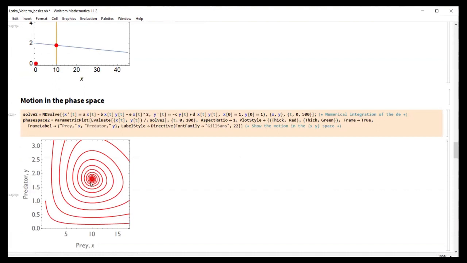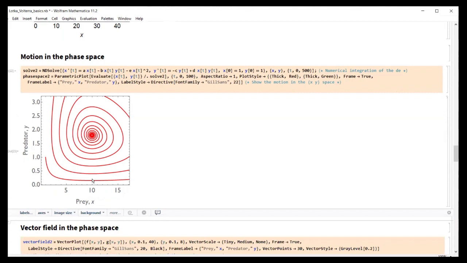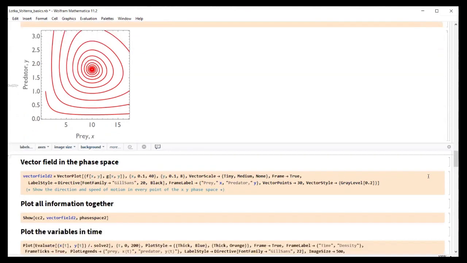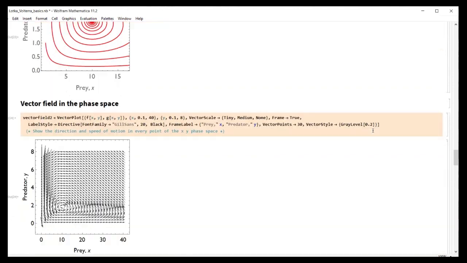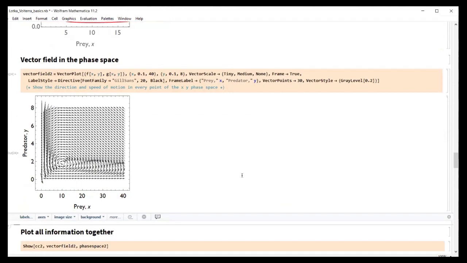You can see that now the fixed point became stable. So there is a cyclic motion towards the fixed point, but after a long time, the system reached the fixed point. Okay, so the periodic motion is only a transient one. And if you consider the vector field as before, you can see something very similar.